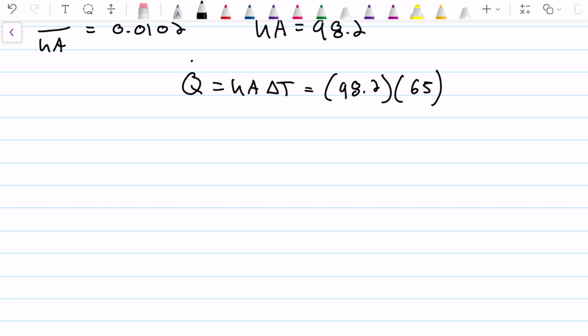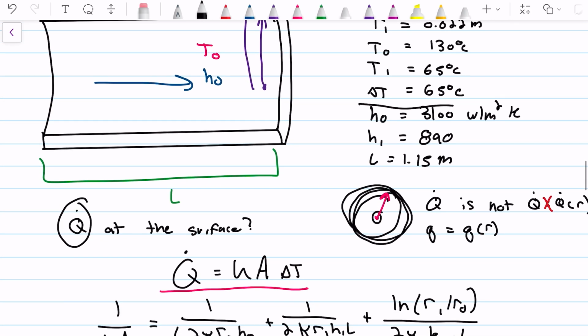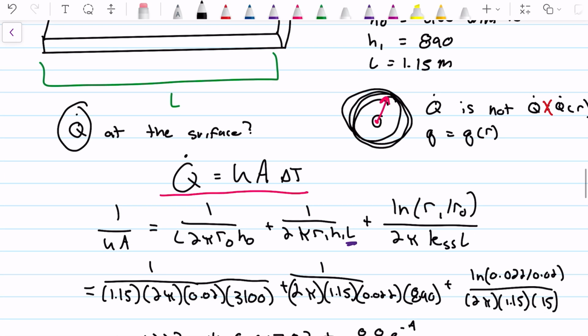And so our Q is going to be equal to 6,385.5 watts. And that's in SI units because everything in the above was in SI units.